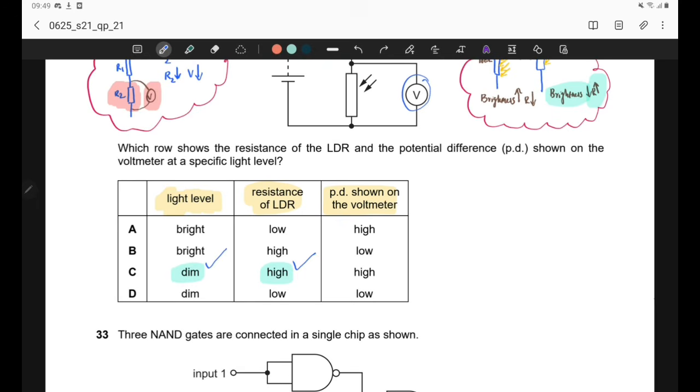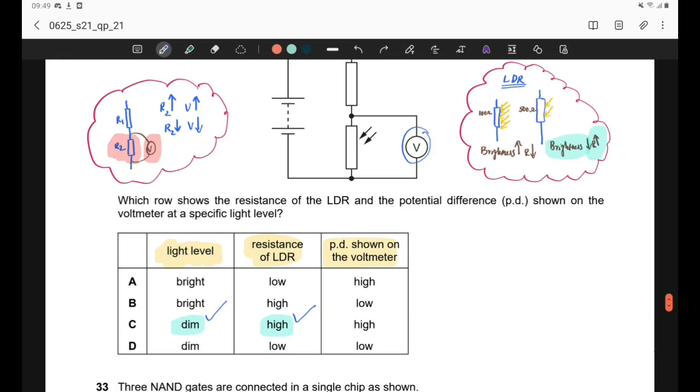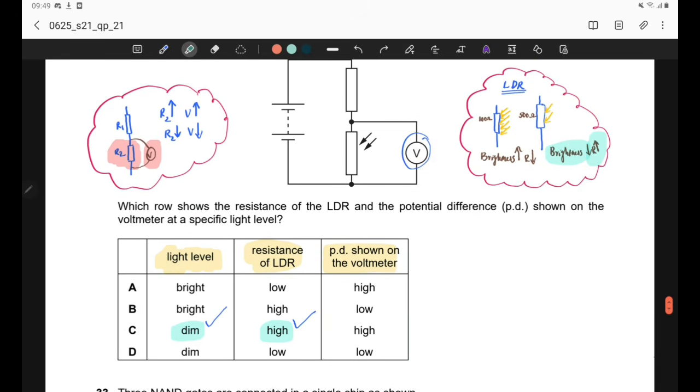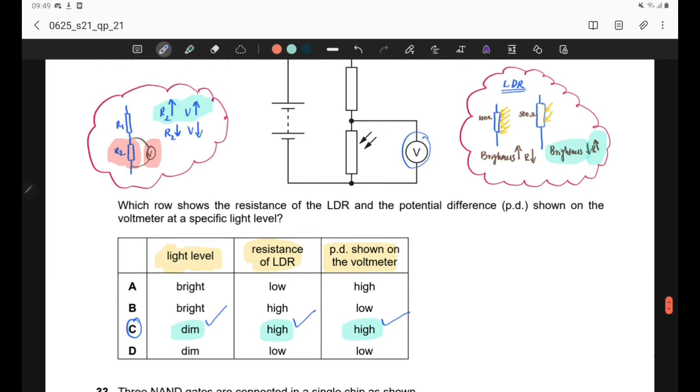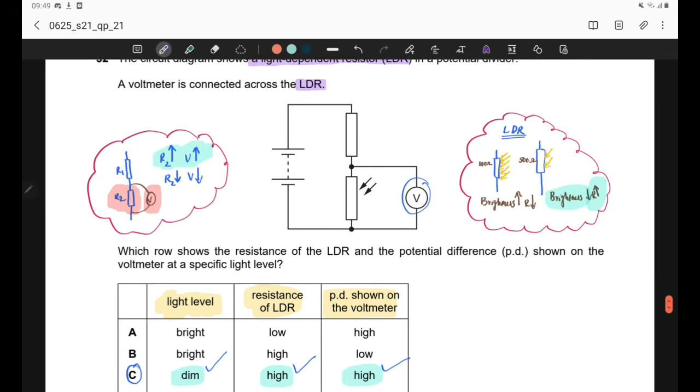Now we can see what will happen to the PD shown on the voltmeter or the reading on the voltmeter. As the resistance is high, the voltmeter reading will also be high. So here it says the voltmeter reading or the potential difference showing on the voltmeter will be high. So that is also correct. Therefore the correct answer is option C. In order to answer this question, you must be knowing the property of an LDR and how a potential divider circuit works.